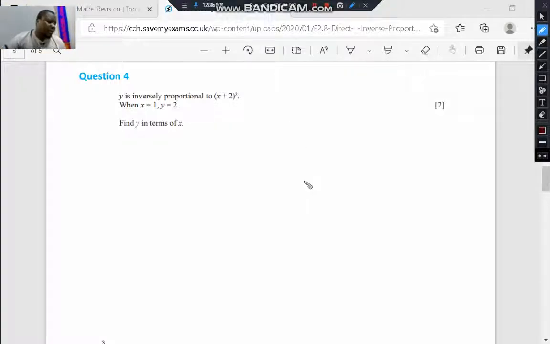Okay guys, so let's look at this example that I found here on inverse proportion. We did the introduction and now we want to look at the application of what we just looked at in our introduction. So the question says y is inversely proportional to (x + 2)². So right away from this moment, if you've been following me nicely, we know that y is inversely proportional to the square of x plus 2, okay?